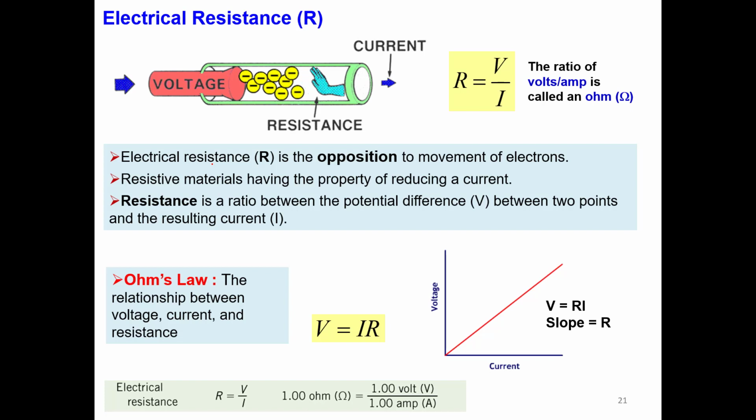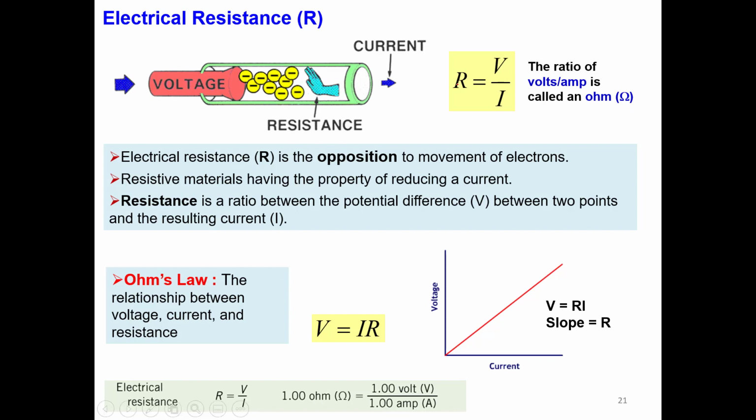Then how can we define the resistance? If we apply some voltage and we measure a large value of current, it means the resistance is low, because we have high current. But if we apply some voltage and we have low current, we can say the resistance is high. So high current, low resistance; low current, high resistance.